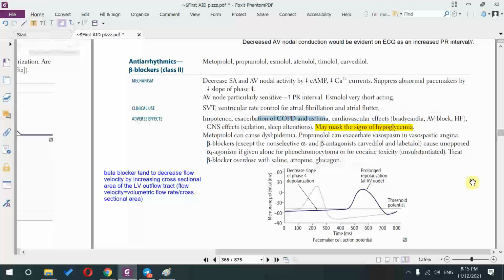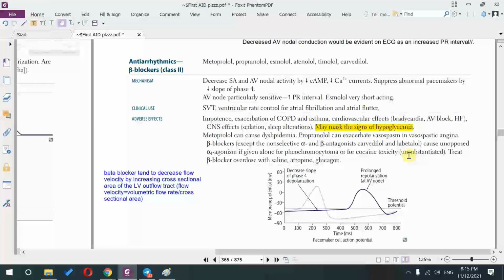SVT means supraventricular tachycardia. We said that. Yeah, so it's calcium channel blocker. Calcium channel blocker, yeah. Okay, calcium channel blocker we use, yes. Cardiovascular effect lead to bradycardia, AV block, and heart failure. Okay. CNS effect, sedation, and sleep alteration. May mask the signs of hypoglycemia. That's why we need to be careful when we give it to a diabetic patient.